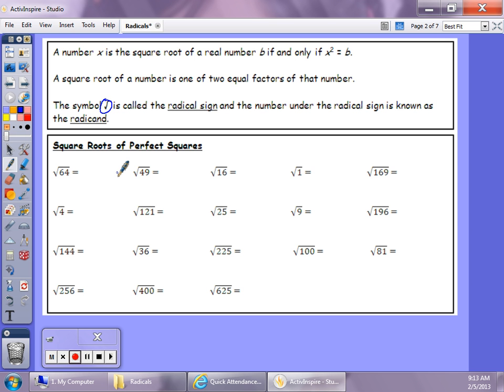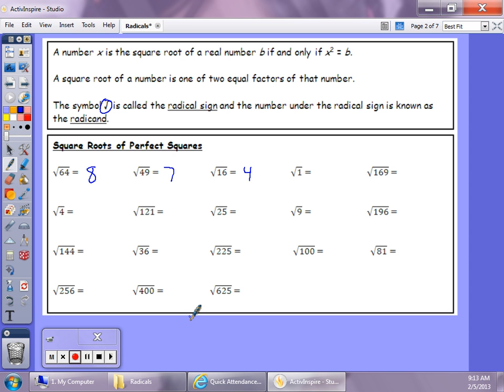So let's review the square roots of perfect squares. Remember that the square root of 64 is 8, since 8 times 8 is 64. Let's look at a second example. The square root of 49 is 7, since 7 times 7 is 49. And let's take a look at a third example before you try some on your own. The square root of 16 is 4, since 4 times 4 is 16.